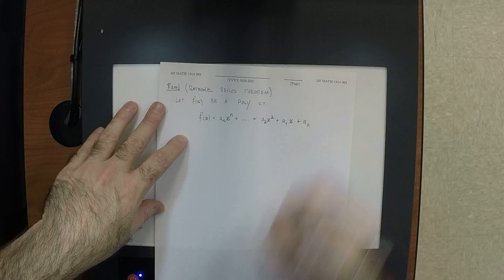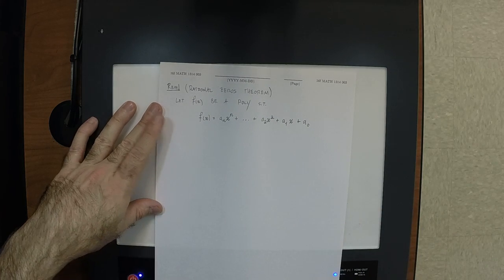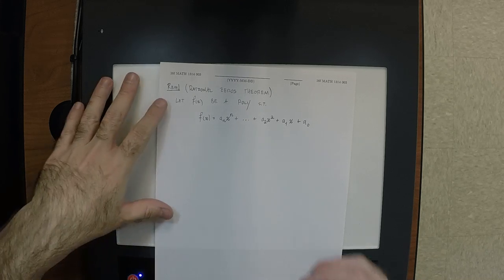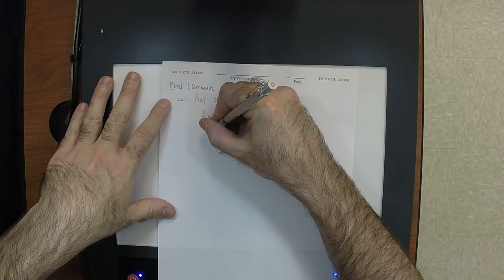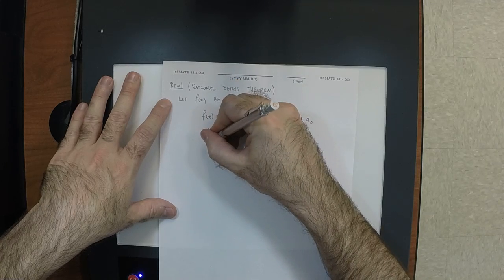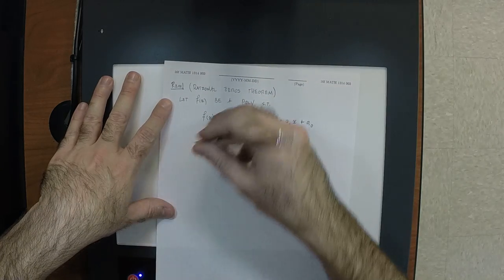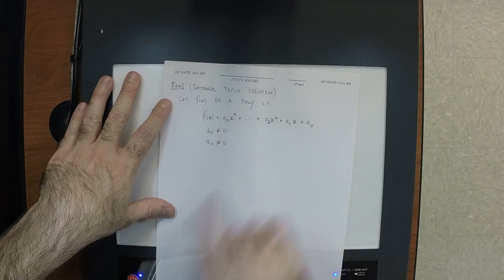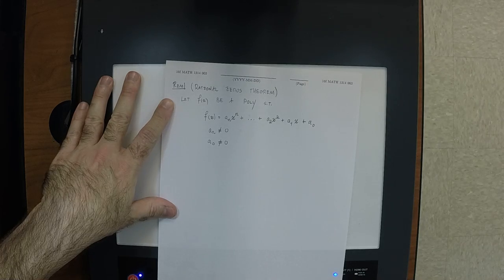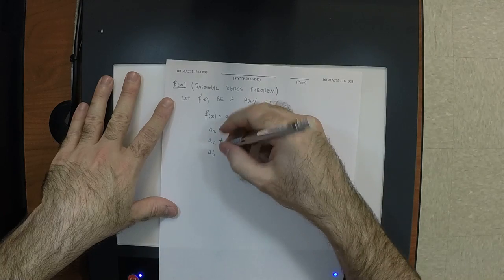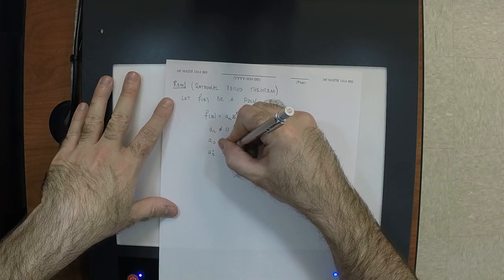So this just means any old polynomial. But now we need some requirements about the coefficients. We need a_n, the leading coefficient, to be not 0. We need a_0, the trailing coefficient, or the constant coefficient, to be not 0. And we also need all of the coefficients a_i to be integers.